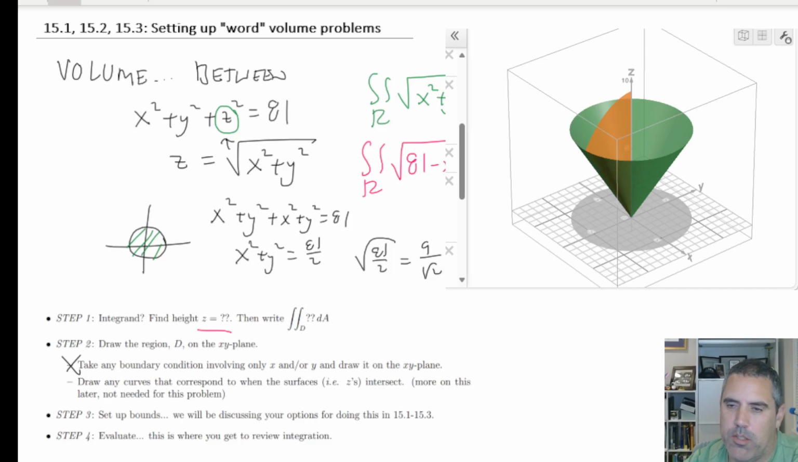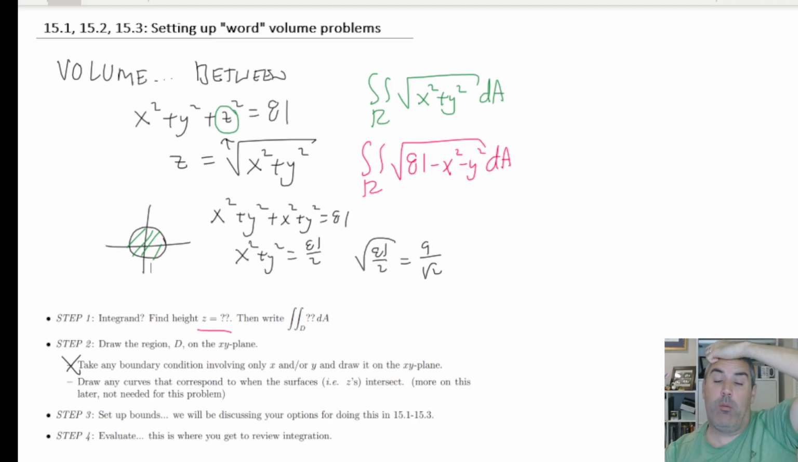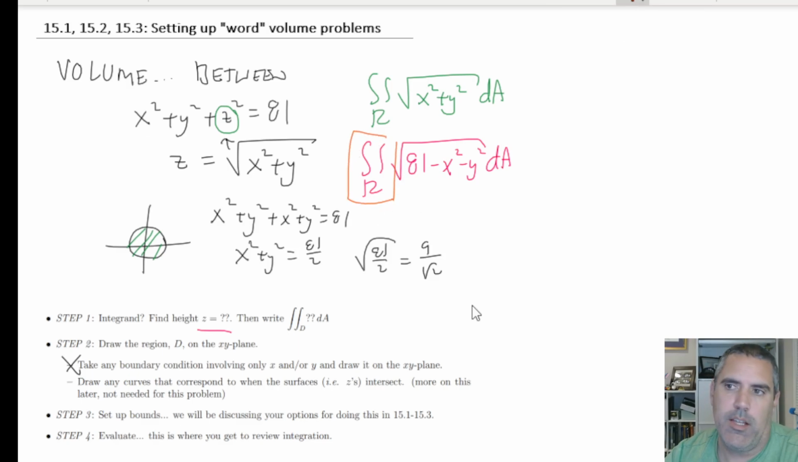All right, hope that was helpful in terms of setup. Now I want us to get to where we can focus on the main thing, which is how do we figure out what these bounds are? And that's what we'll be doing in class. All right.